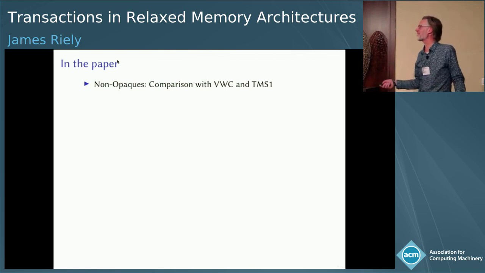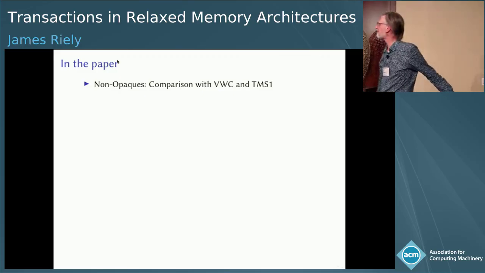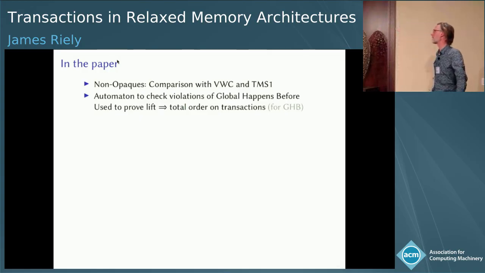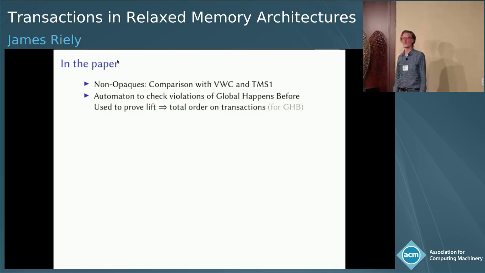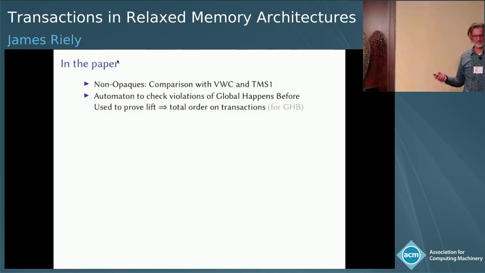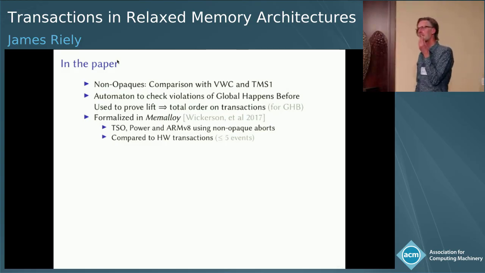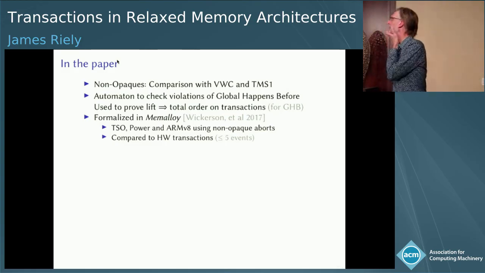Now, in the paper, we have a comparison of VWC and TMS1, and that goes into some detail. There's also in the paper an automaton to check violations of the global happens before order. And these are used in this proof that when we lift things up, that gives you a total order on transactions. This has all been formalized in Memalloy.